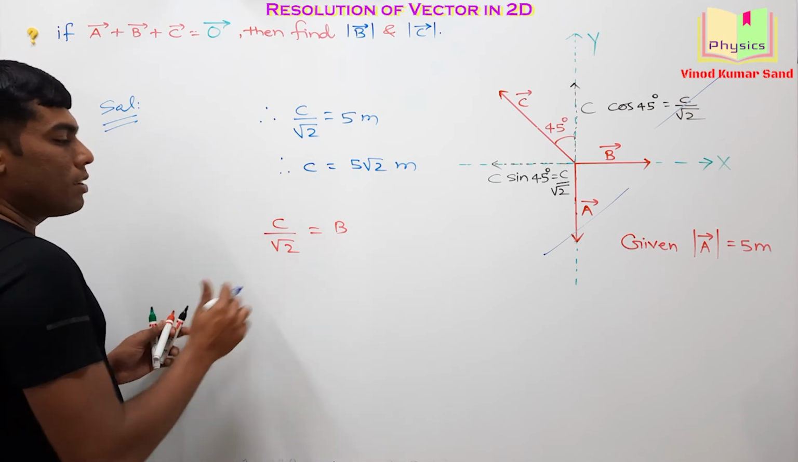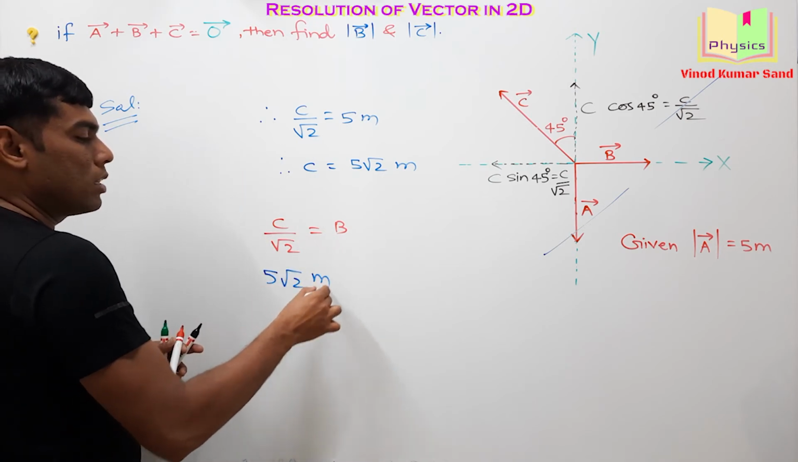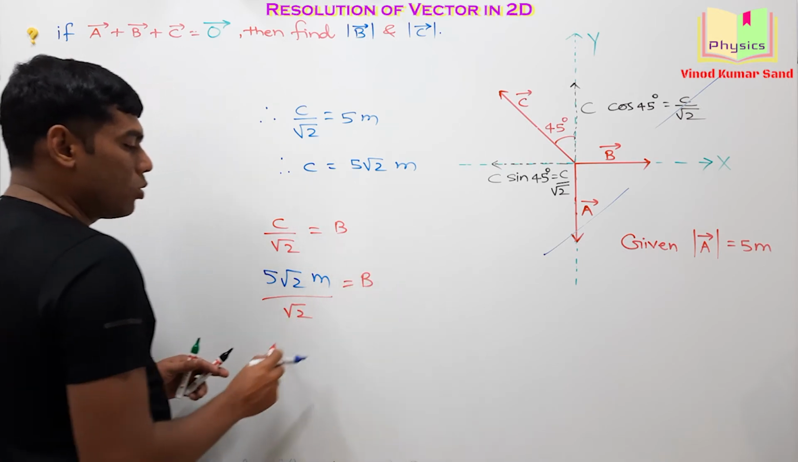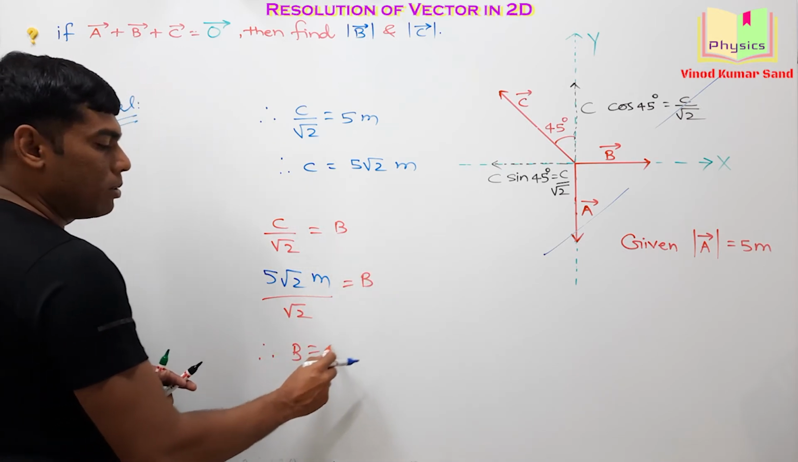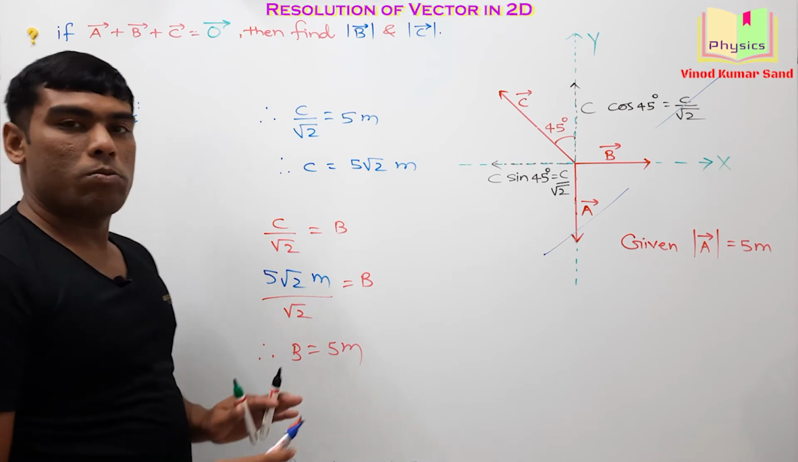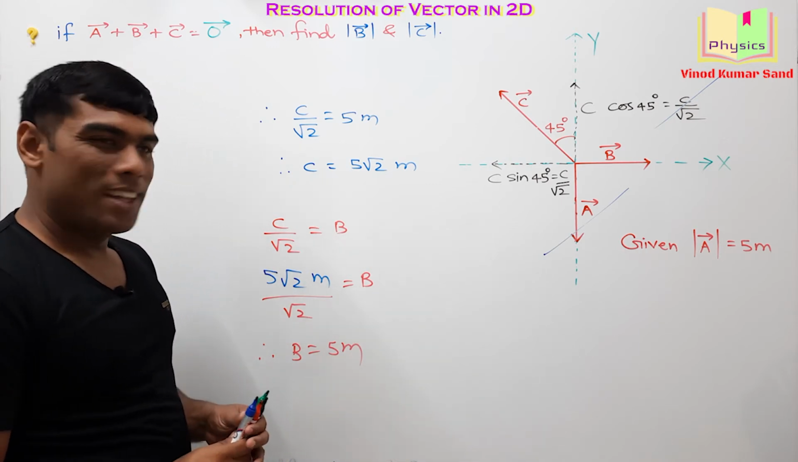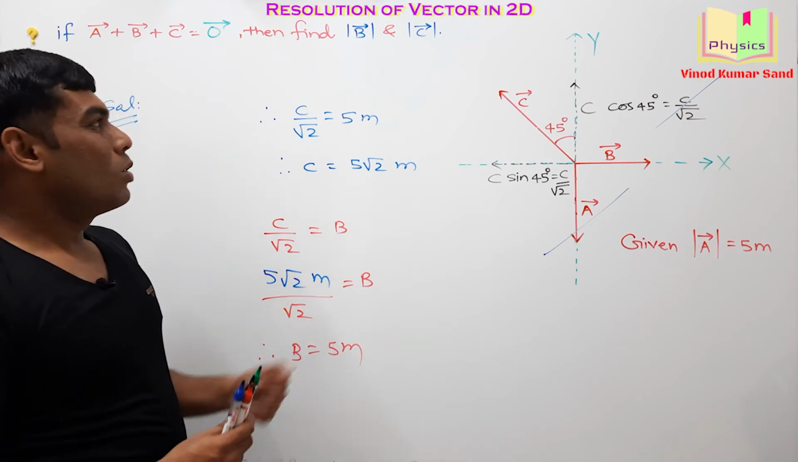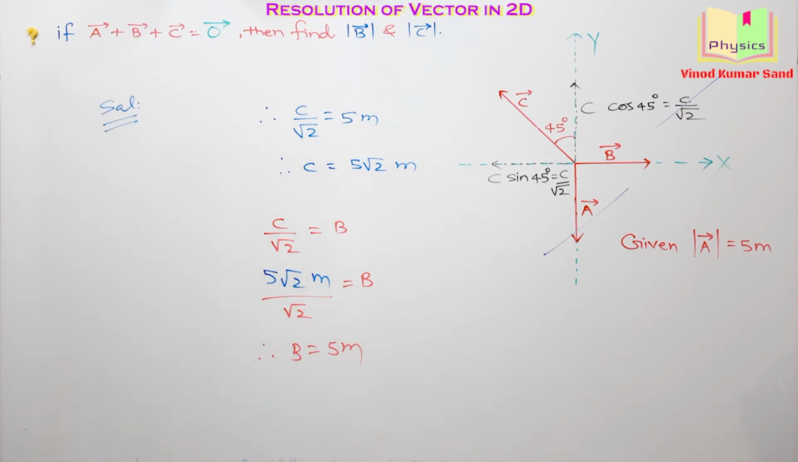The value of C is available. 5 root 2 meter divided by root 2 is equal to B. So this gives the magnitude of the B vector as 5 meter. Pretty simple. I hope you all got the correct answers. Good. Note it down. We'll be taking up the next illustration.